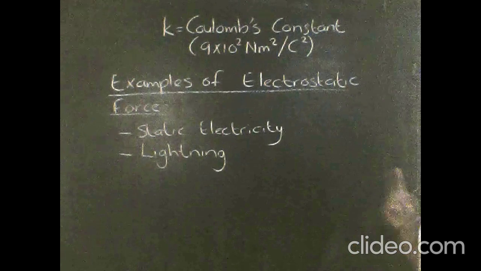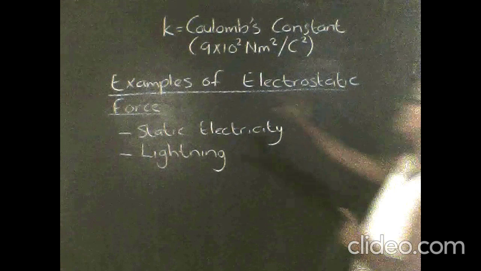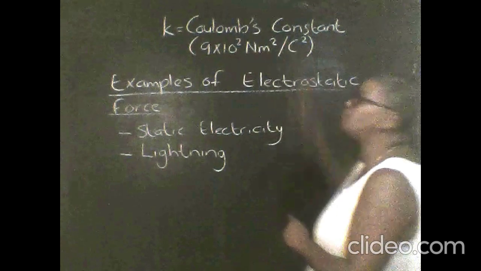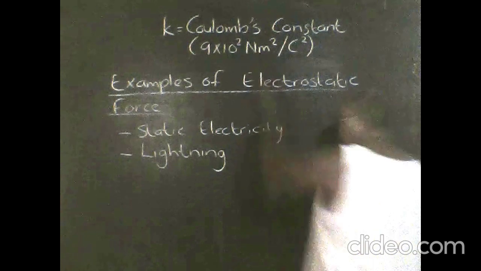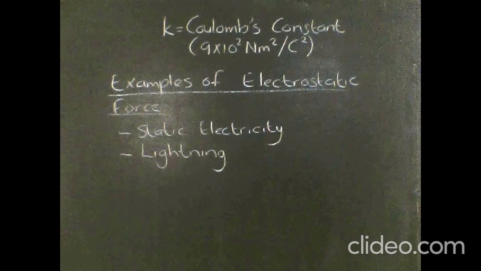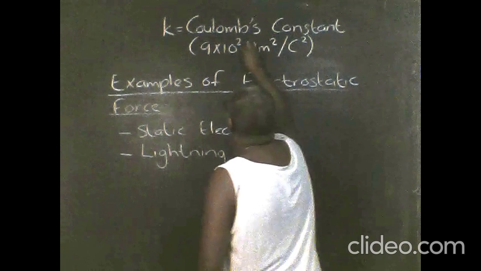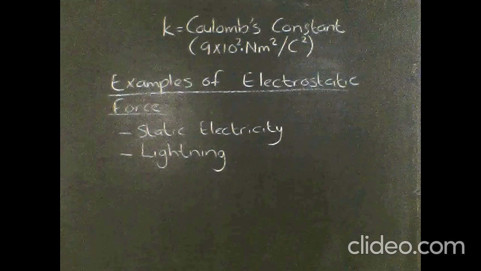And then finally, K is Coulomb's constant, and Coulomb's constant is 9 times 10 to the power 9 Nm² divided by C². Now, I want you to remember that here would be a multiplication sign. Let me just input that there so that you know when you are substituting into this formula, it will be multiplying.